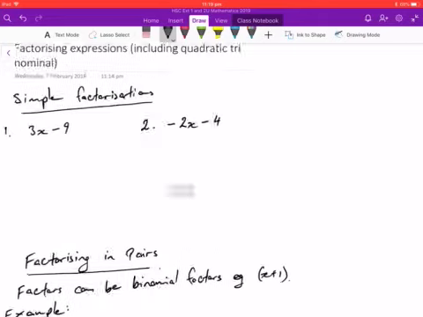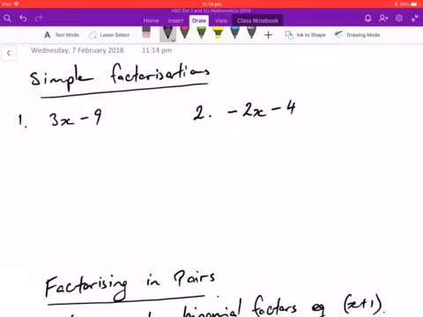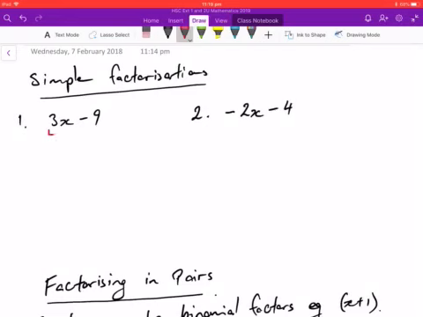So let's have a look at some simple factorizations. Something like this you should be able to do without too much trouble at this point. But we're looking out for the common factors. So obviously this has a common factor, well, it has a factor of 3. This term here has a common factor of 3. So we're going to take it out.